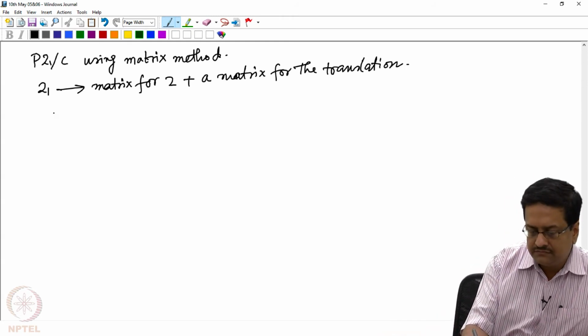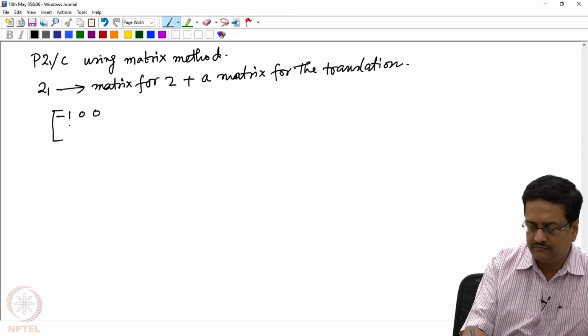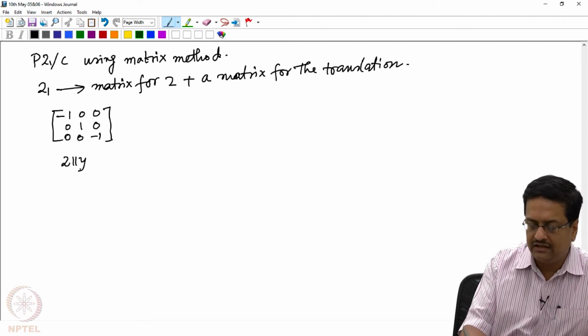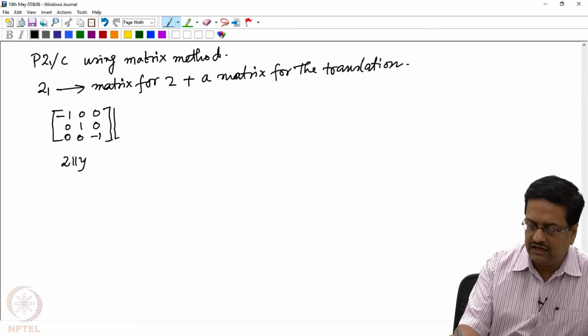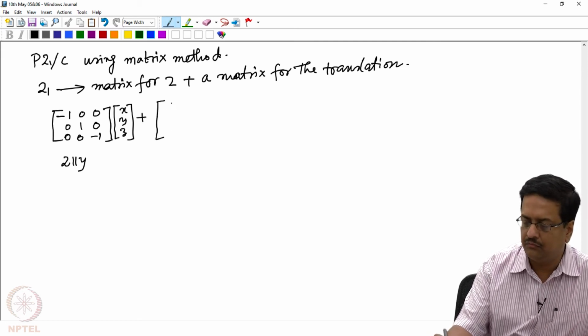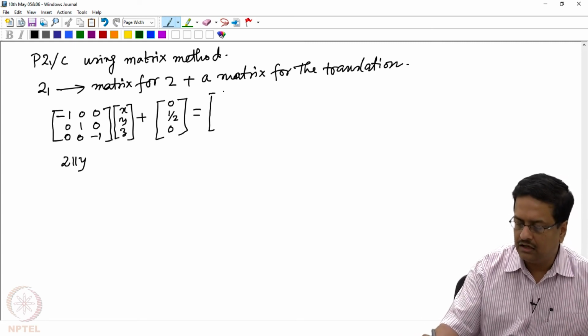So now if we have the matrix for 2 written as minus 1 0 0, 0 1 0, 0 0 minus 1, this is a matrix for twofold parallel to y. We multiply that with the coordinate x, y, z, and then add a translation along y, that is the half translation along y. What we end up getting are these points: x bar, y plus half, z bar.